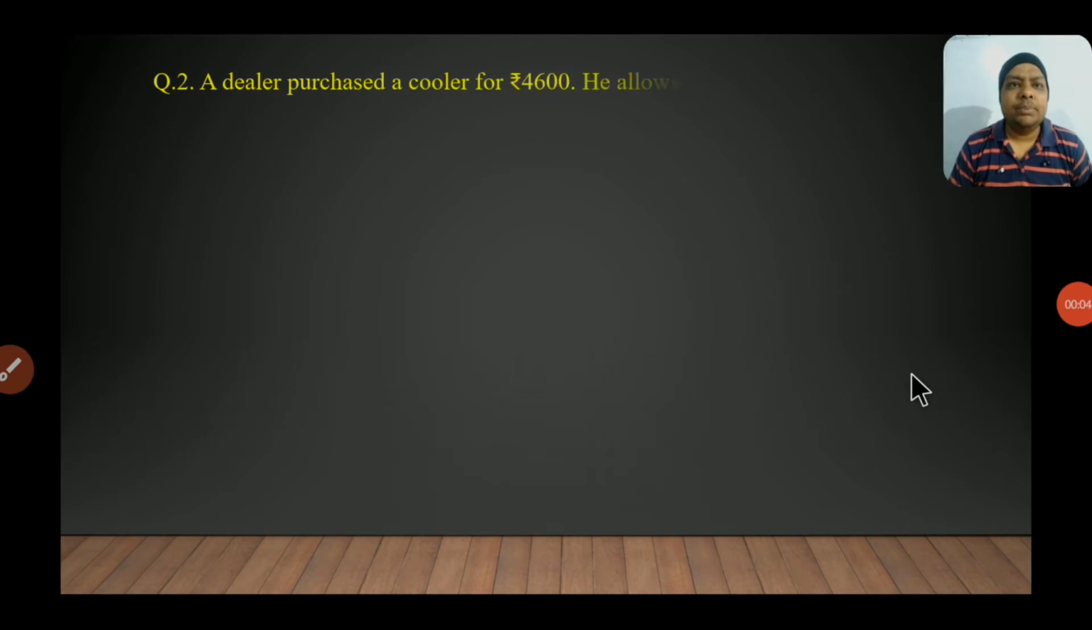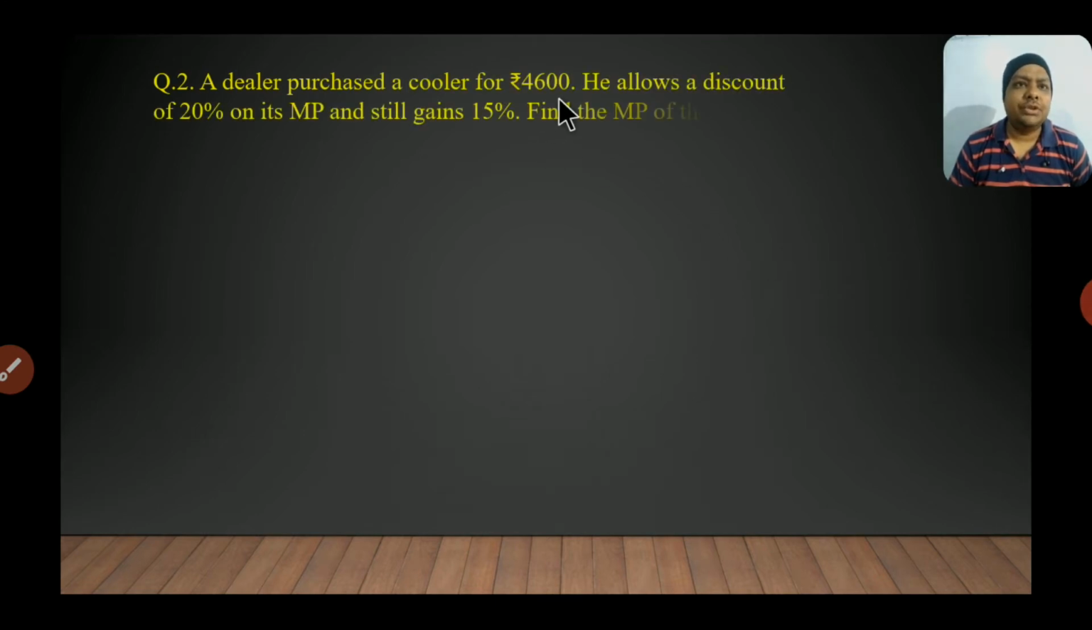Now students, here you can see the question: a dealer purchased a cooler for rupees 4600. It means that is the CP of the cooler, and after that he allows a discount of 20% on its mark price, not on the cost price, but still gains 15%. Now we know that gain is always reckoned on the cost price, so we will use the CP given, gain percent given, and discount given. We will use this CP and this gain to find the SP of the cooler, and then we will find the MP of the cooler. So at first we will write what is given.